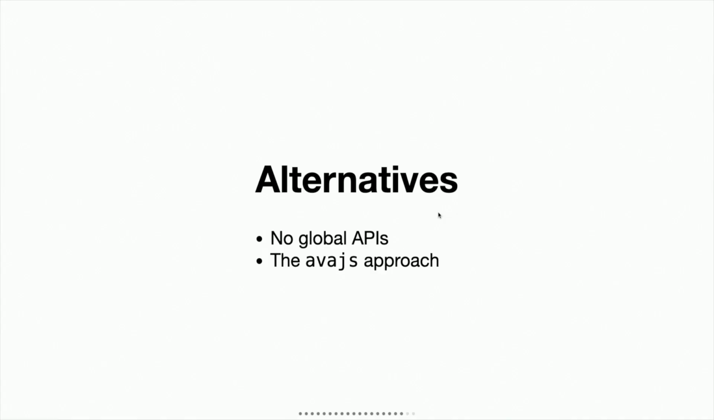Some alternatives, I added the slide because I thought maybe one day Jest, I like Jest, maybe one day they decide to not use a global expect library. I think that would be a lot better. That's kind of what Ava.js does. They don't run into these issues as much.